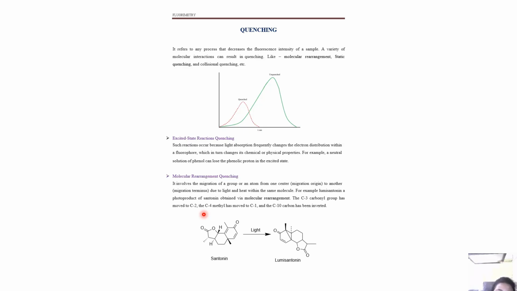Now, what is excited state reactions quenching? Such reactions occur because light absorption frequently changes the electron distribution within a fluorophore, which in turn changes its chemical or physical properties. For example, a neutral solution of phenol red can lose the phenolic proton in the excited state. Molecular rearrangement involves the migration of a group or an atom from one center to another due to light and heat within the same molecule. For example, lumisantonin, a photoproduct of santonin obtained by molecular rearrangement.